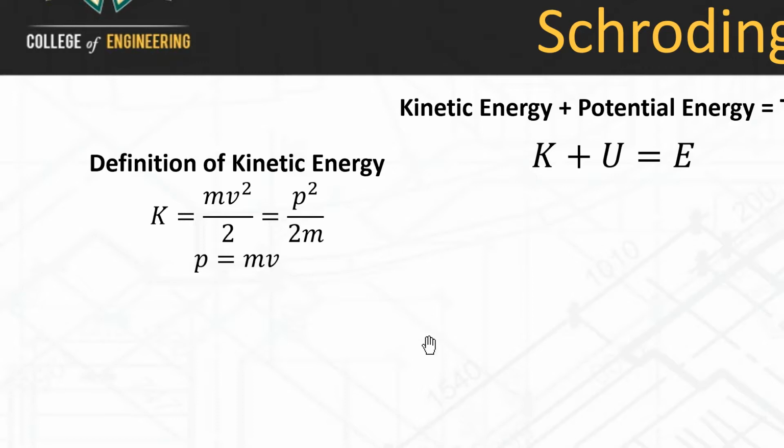So momentum is mass times velocity. Does anyone remember what the mass of an electron is, just off the top of your head? If not, it's okay. You'll need to know it for the homework, but it's 9.1 times 10 to the negative 31 kilograms. So this is just the kinetic energy of a moving particle. Quite simple.